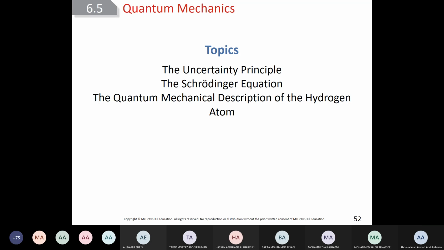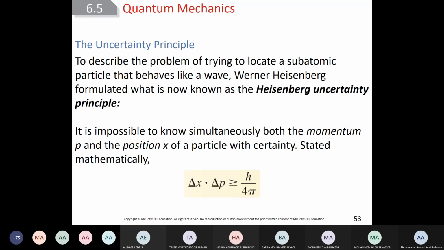Next, the uncertainty principle. You must memorize the name, very, very well. It's a difficult principle. I'm not going to explain it much for you. I want you just to know the name. What's the name? Uncertainty principle. And the name of the person who made it? Heisenberg. The Heisenberg uncertainty principle.